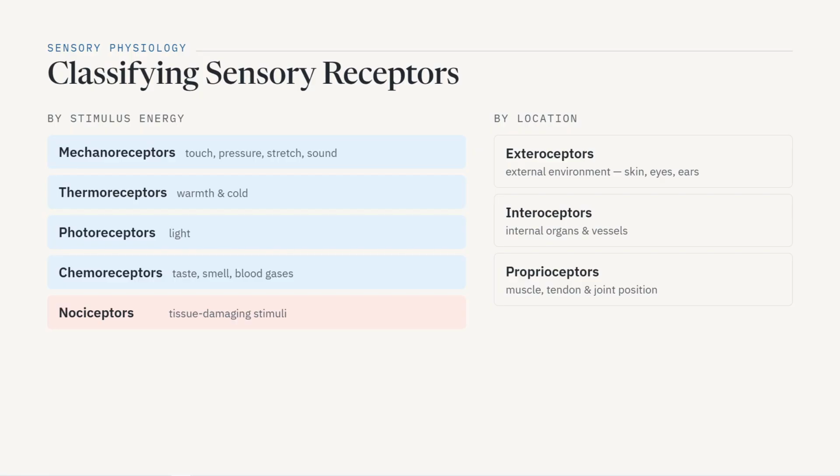The second axis is location. Exteroceptors face outward and monitor the external environment. Interoceptors sit in our organs and vessels, tracking the internal state, and proprioceptors in muscles, tendons, and joints tell us where our body is in space. So a receptor in your fingertip is a mechanoreceptor and an exteroceptor at the same time.